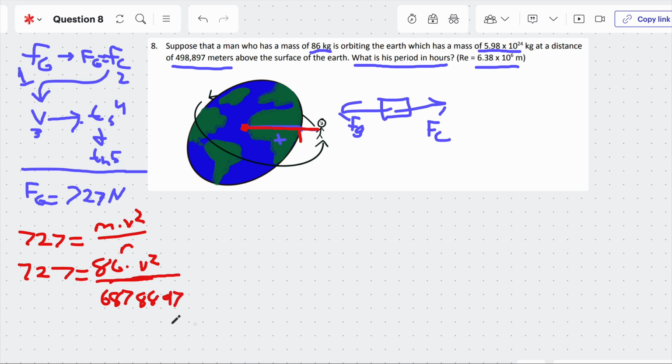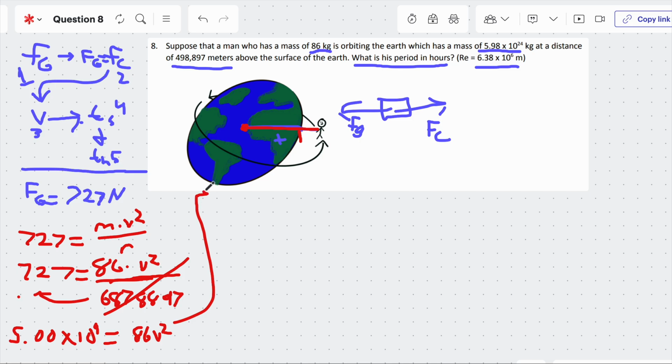This one isn't squared, so we're all good to go there. Now we need to solve for v. First step, multiplying this out. We're going to multiply both sides by our really long thing on the bottom, because that'll cancel it out in the fraction. So we take our 6878897, multiply that by 727, or vice versa. Doesn't matter which way we put it. This should give us about 5.00 times 10 to the 9th equals 86v squared.